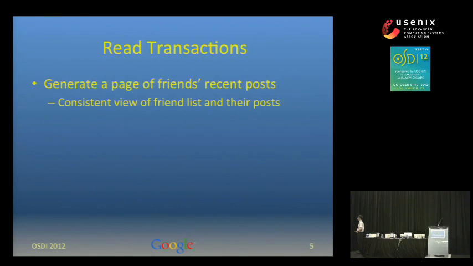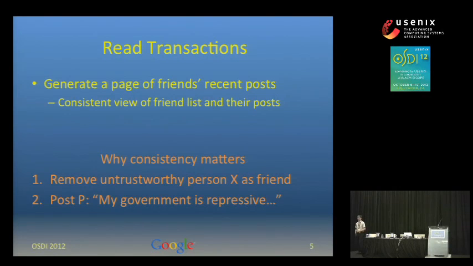So why does consistency matter? Because you might think that, for example, for a social network, consistency is not that big a deal. Well, you have to remember that for a lot of applications, including social networks, people can use these in ways that you don't anticipate that have real-world consequences. So, for example, imagine that somebody wants to criticize their government and they want to make sure that nobody who might rat them out sees that post. We better make sure that when we generate the web page of this untrustworthy person's friend's recent posts, we don't show this post P.